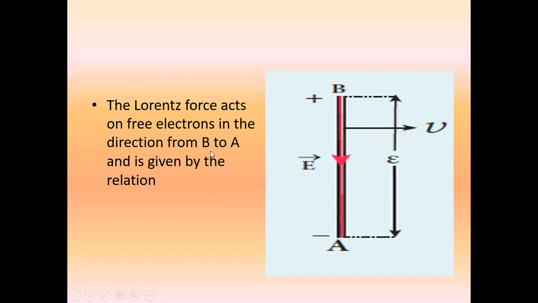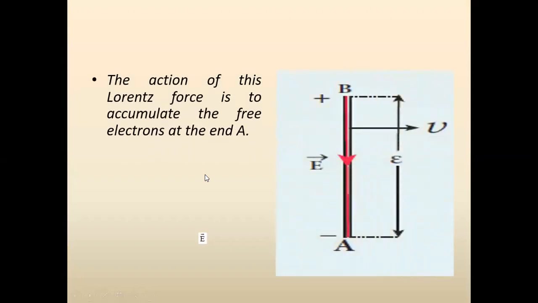Now the Lorentz force is given by the relation F_B vector is equal to minus e into v cross B. e is the charge, v is the velocity, and B is the magnetic field. This is the magnetic force. Because of the action of the Lorentz force, the free electrons will accumulate at the end A. All the free electrons will move from B and accumulate at A.